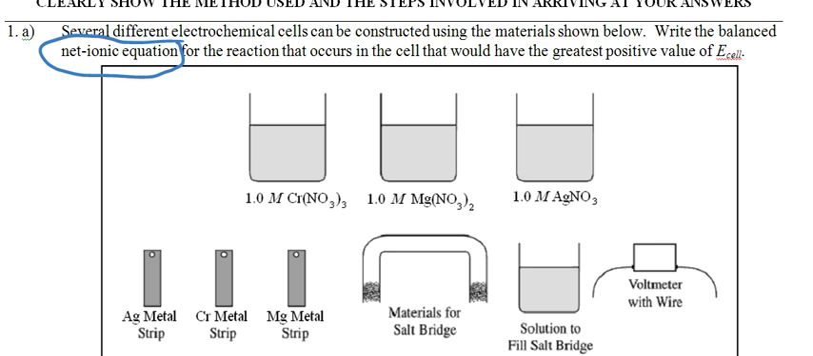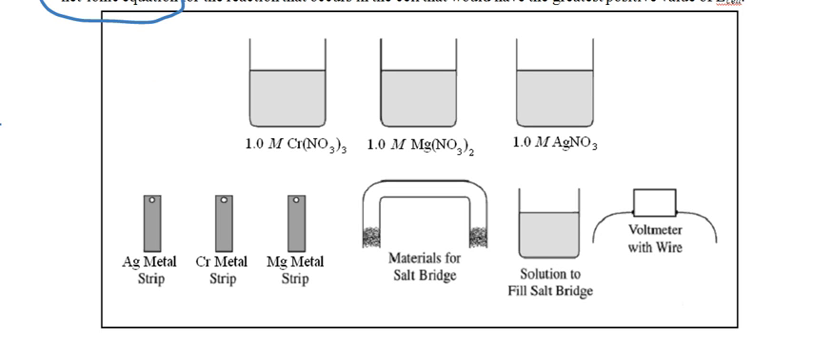Here's what we're given. We're given some materials here, and we're given some chromium nitrate, some magnesium nitrate, and some silver nitrate. We're also given some metal strips, some silver metal, some chromium metal, and some magnesium metal. And then we're also given a glass U-tube and a solution that'll fill the salt bridge. In other words, this glass U-tube will actually be our connection between the two chambers in which we choose to do this experiment. And of course, the wire to connect the two electrodes, the anode and the cathode.